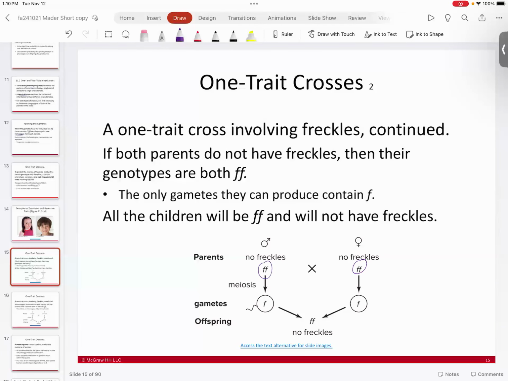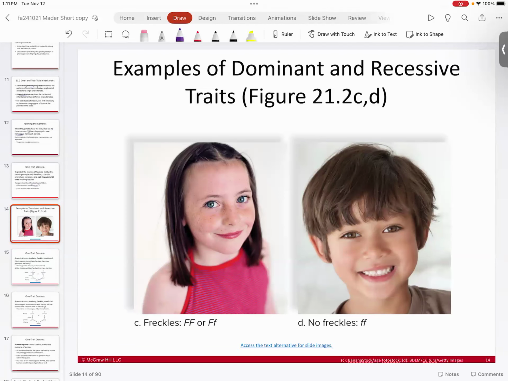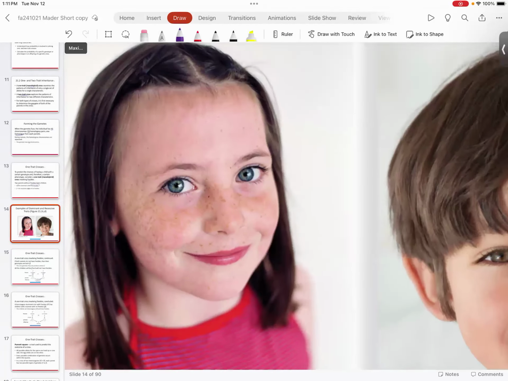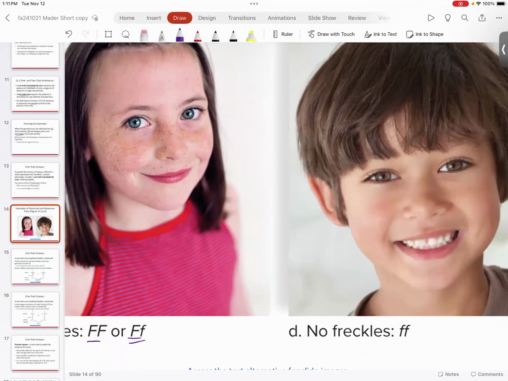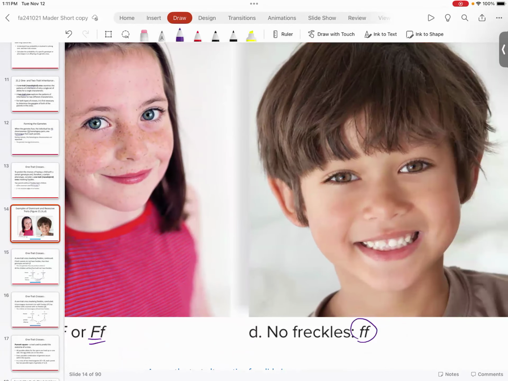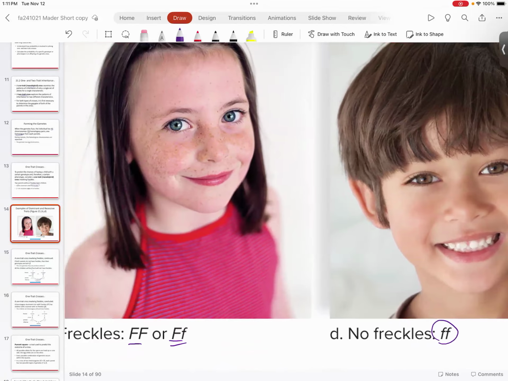So if both parents don't have any freckles and they're both recessive, that means each parent can only give forward a recessive allele, in this case, the no freckle allele. That's true for both parents. And then they can only donate that to the offspring, which will also have no freckles. Okay, so if you're taking a look at freckles here, you can see this individual who has freckles is going to be either homozygous dominant for freckles or heterozygous. Either way, you're going to see freckles. This individual who does not have freckles will be homozygous recessive.